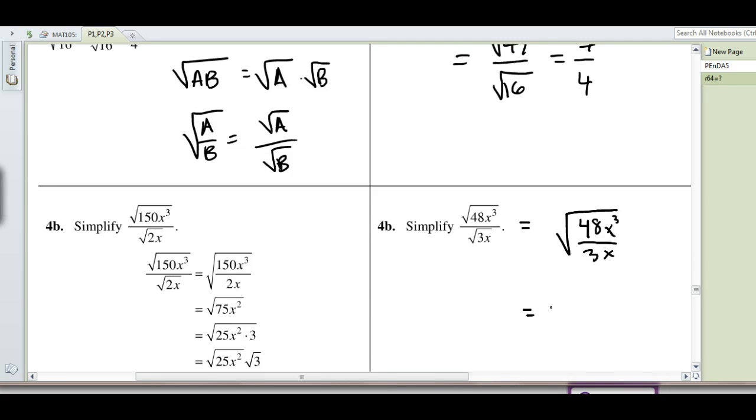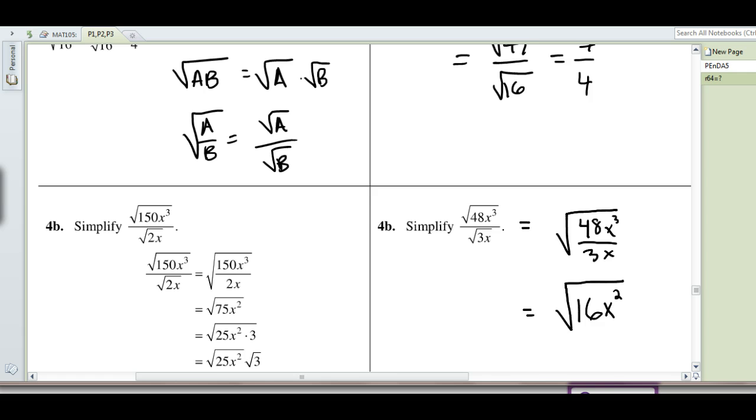And then we saw in the last lecture series that we can just do the regular numbers, 48 over 3, and that will give us 16. And then x cubed over x, we can subtract the exponents. 3 minus 1 is 2. So really, that whole fraction vanishes, and we just have the square root of 16x squared.